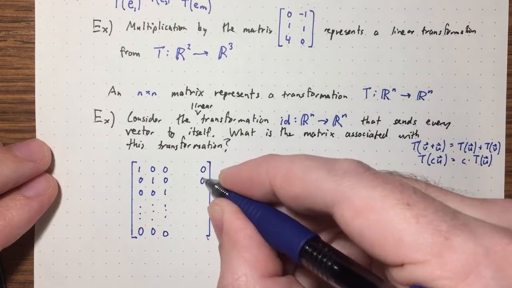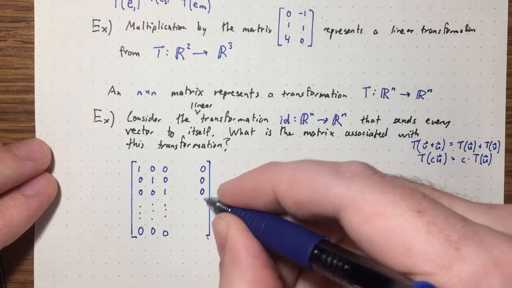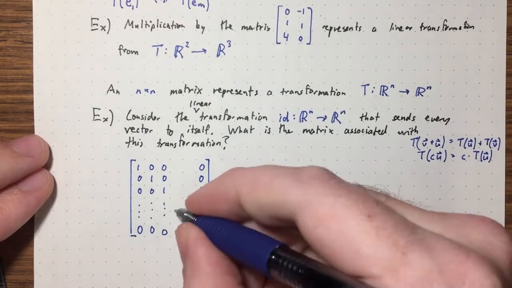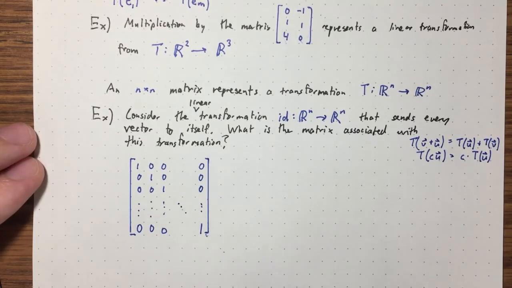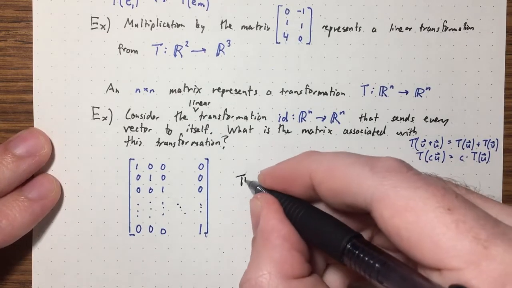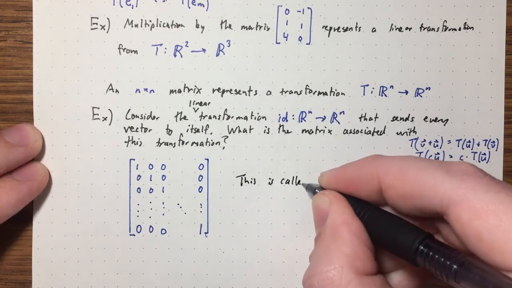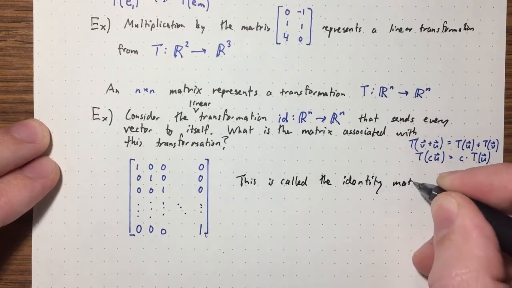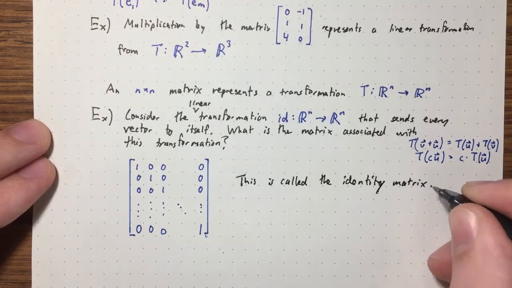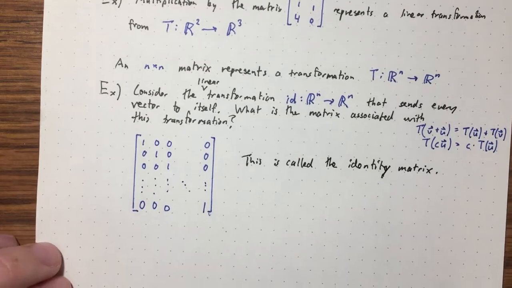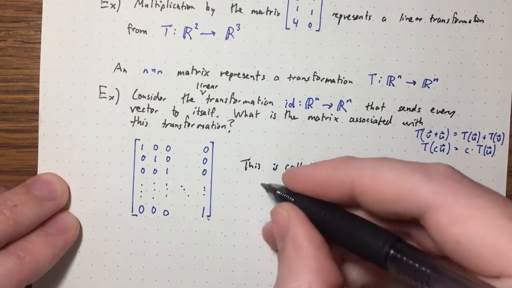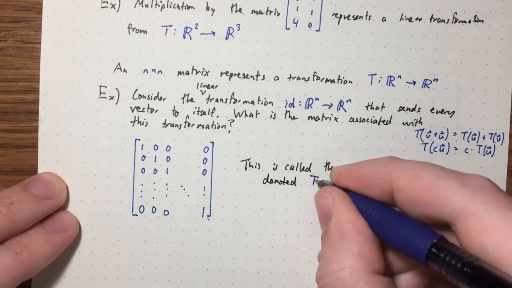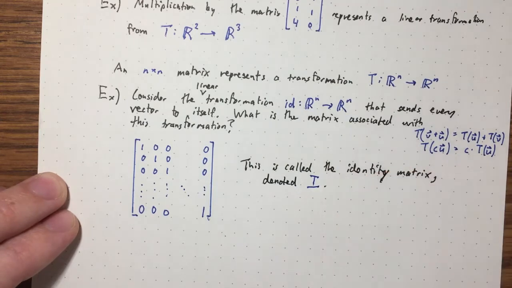Until I get to the last vector. This column here has to be where 0, 0, 0, dot, dot, dot, 1 gets sent. But I'm just writing that vector itself. It just gets sent to itself. And so you see we get 1s down the diagonal, 0s everywhere else. This is called the identity matrix. So it's the transformation that doesn't do anything. It's represented by this matrix with 1s down the diagonal, 0s everywhere else, and it's denoted capital I. So when you see capital I, that means the identity matrix.